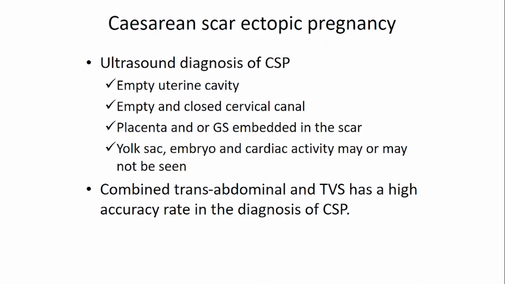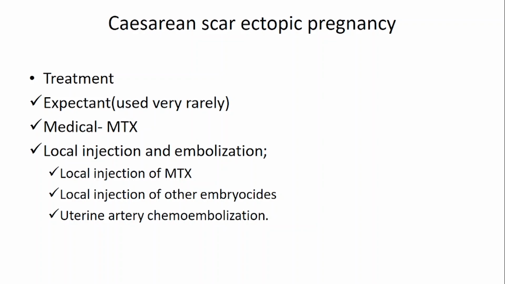So the diagnosis is mainly by ultrasound, apart from clinical diagnosis. A combination of transabdominal and transvaginal scanning has a high accuracy rate in the diagnosis of cesarean section scar ectopic. So you may have to do a combined transvaginal and transabdominal scan, which will help in the diagnosis. What are the treatment options?